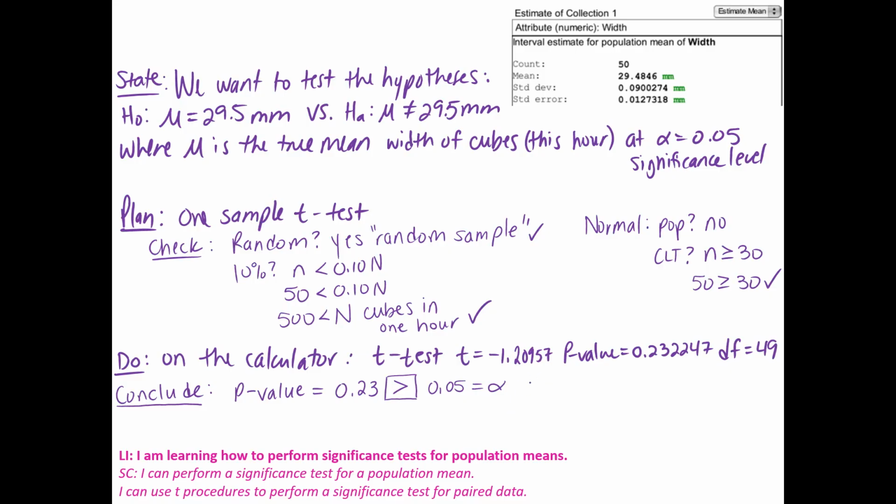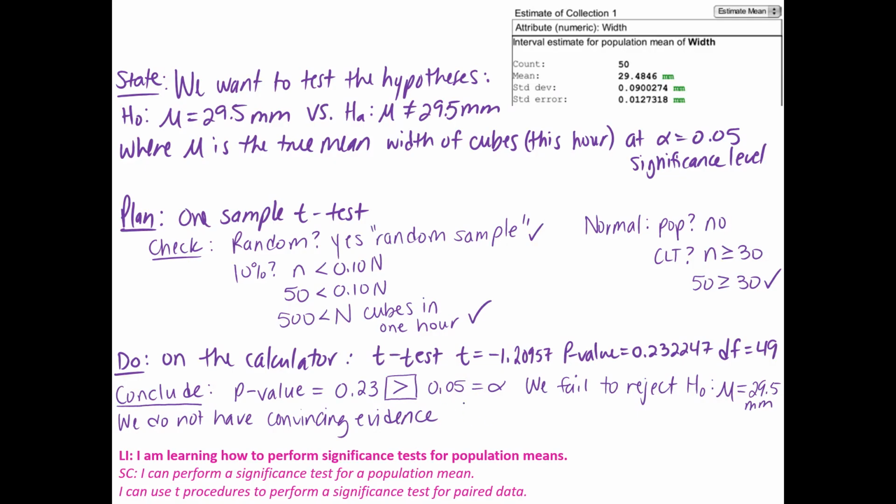If we have a large p-value, that means we fail to reject. It means it's super likely this would just happen by chance. So we fail to reject the null hypothesis, which was that the mean equals 29.5 millimeters. And with that, if we fail to reject, we say we do not have convincing evidence for the alternative hypothesis, which is the thing we were trying to prove.